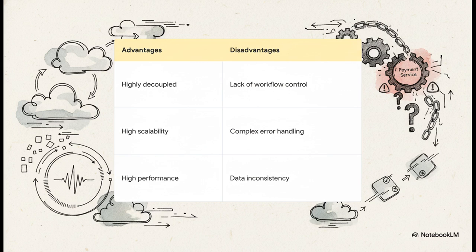But here's the catch. With no central coordinator, if that payment service fails, how does the rest of the system even know that the overall order process is now broken? This lack of workflow control and this seriously tricky error handling is the major trade-off you make.